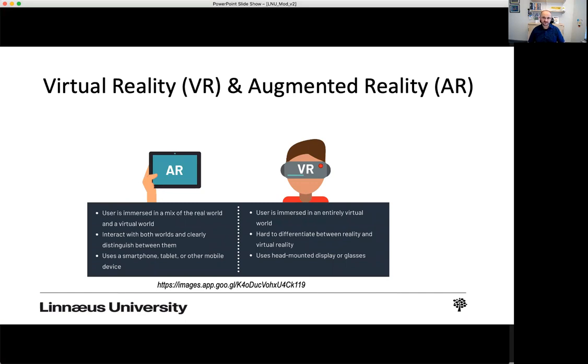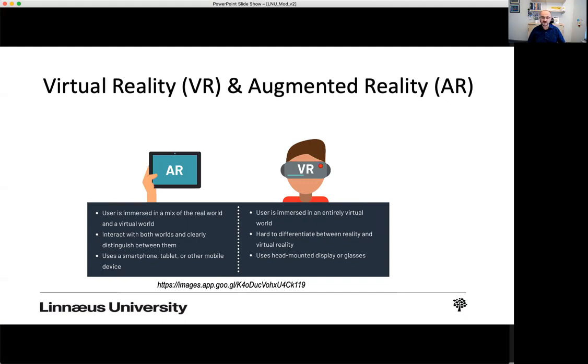We are mentioning virtual reality and augmented reality. So what is the difference? Many people think these are the same thing, but actually there is a substantial difference between these two. First, let's start with augmented reality. With augmented reality, you typically need some kind of a device, in the sense that you need a tablet or a smartphone.